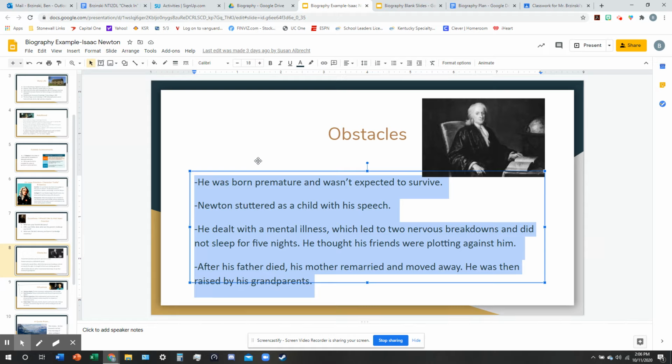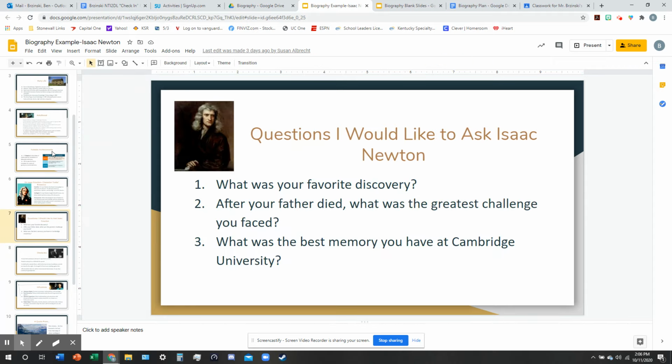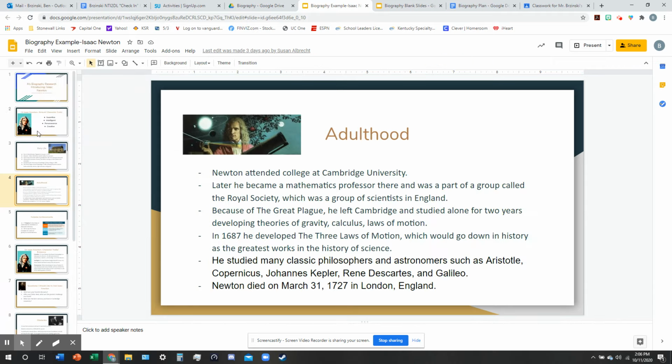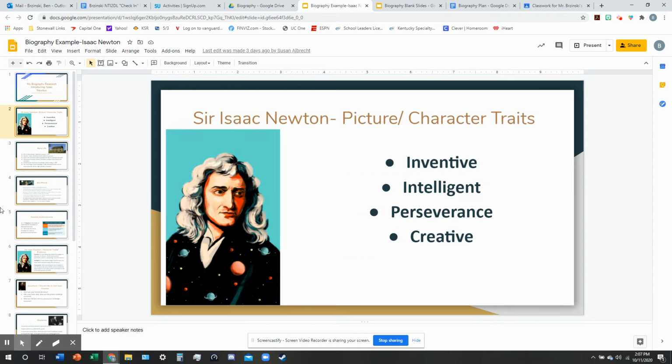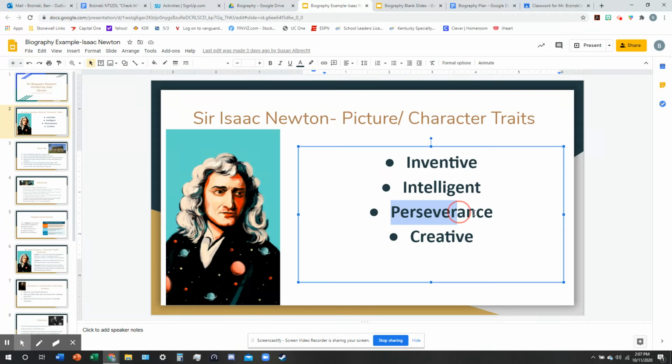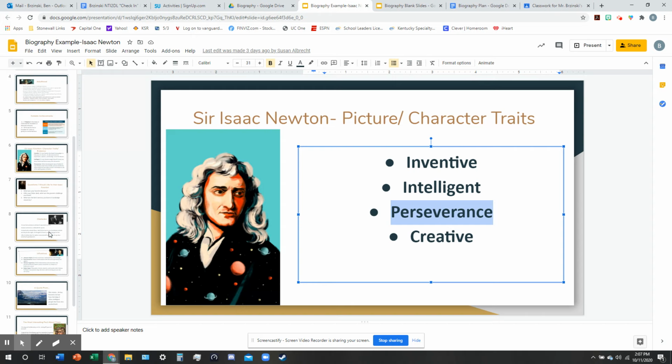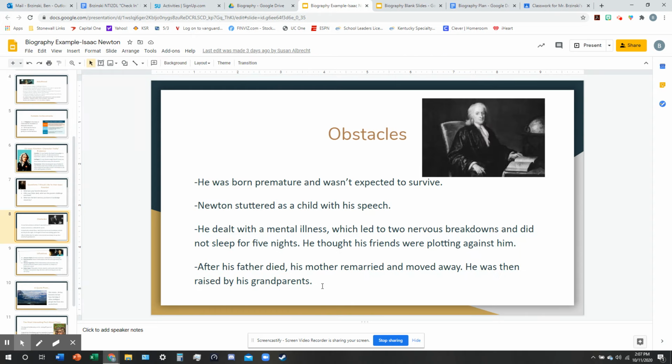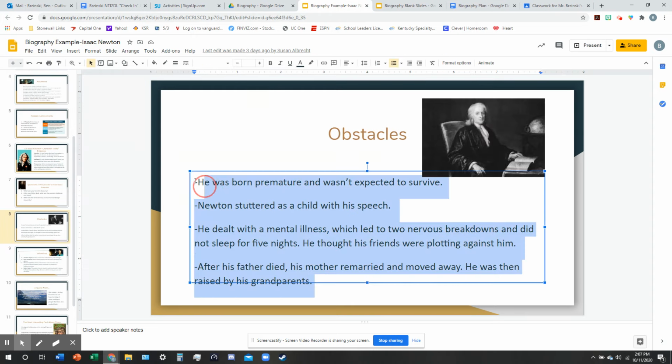So these are all things that this famous historical figure, Sir Isaac Newton, had to overcome in his life, difficult events. They had to persevere through, which is one of our character traits that we came up with for him, if you can remember. He had perseverance, okay? And I would be willing to bet that your famous historical figure probably could have perseverance because they probably had to overcome some obstacles in their lives as well, okay?